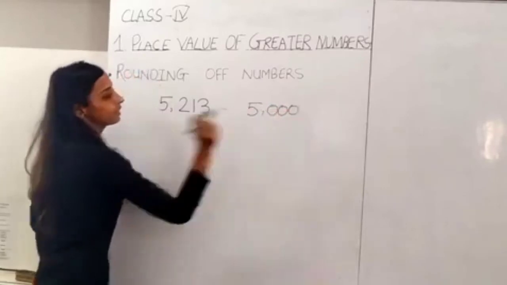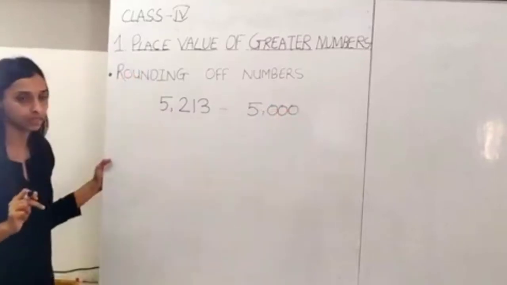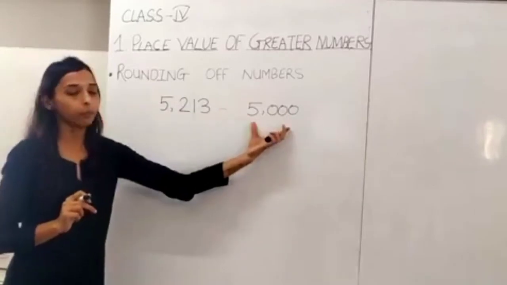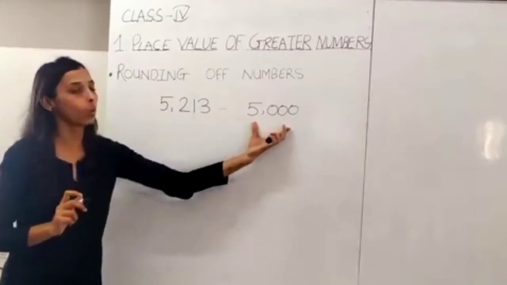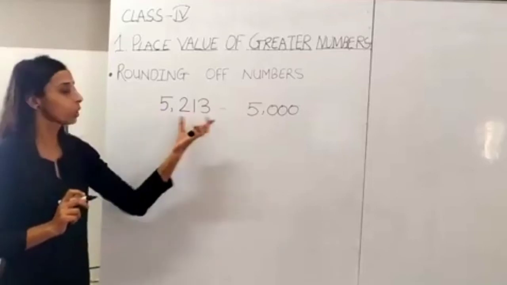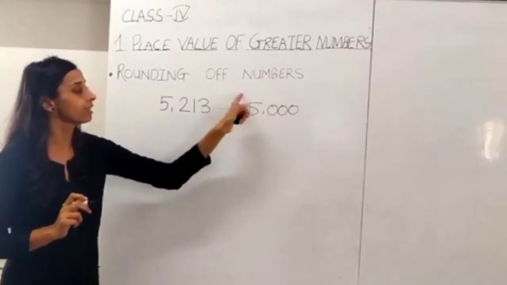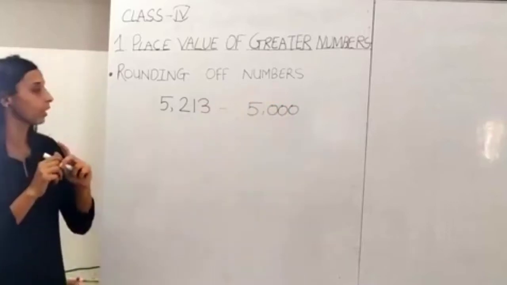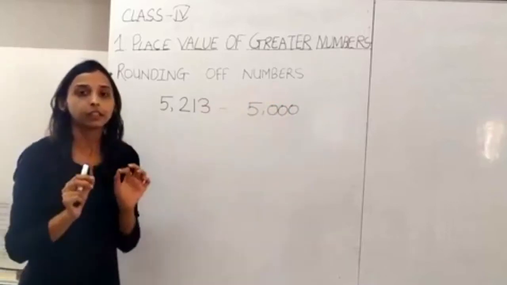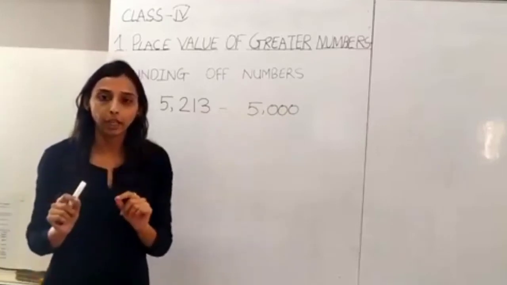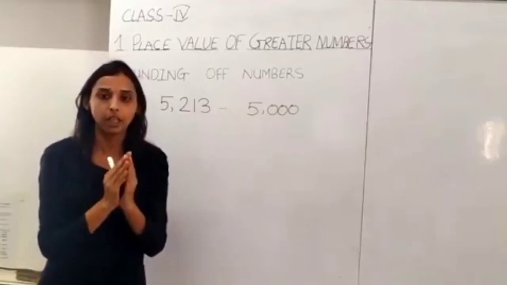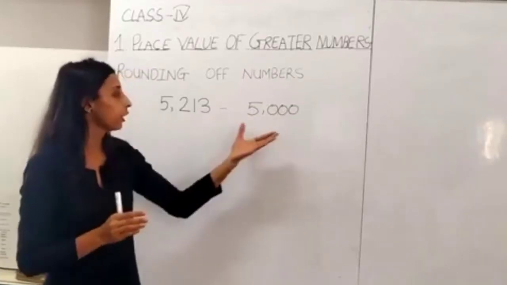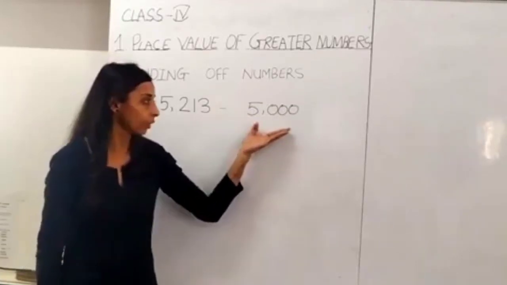So this is called rounding of numbers. It means we do not give the exact number, we just estimate, we give the number which is closest to the given number. This is called rounding off, and this is the rounded number which we give. Rounding off means you don't need to give the exact number, you need to give the closest number, the nearest 100 or 1000. That is basically rounding off.